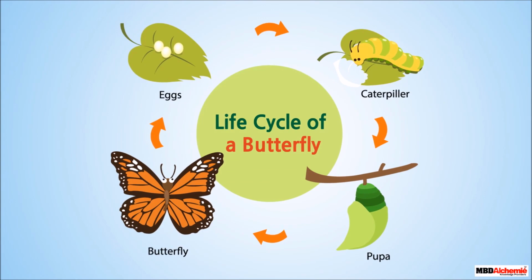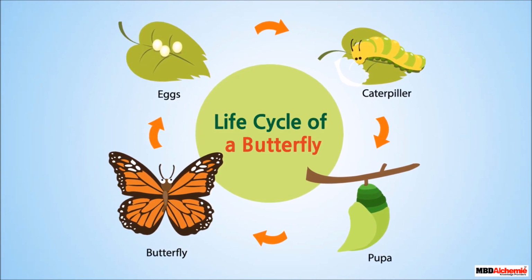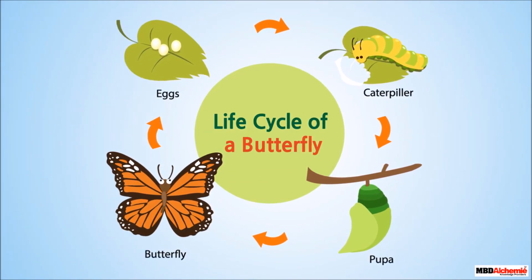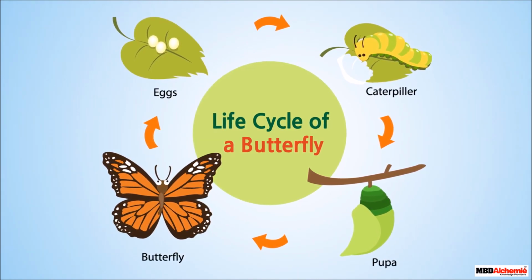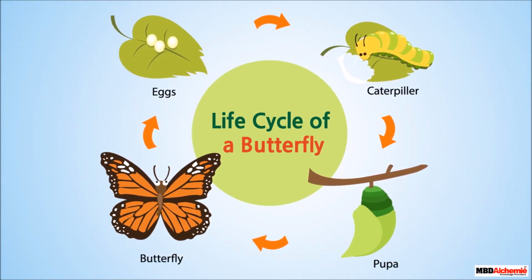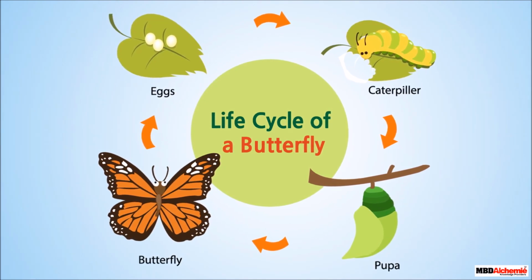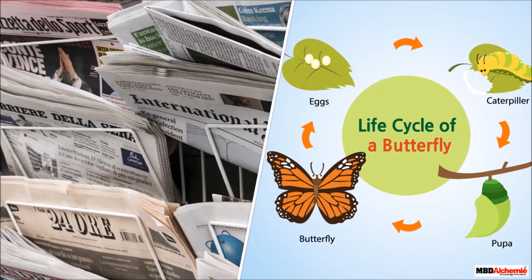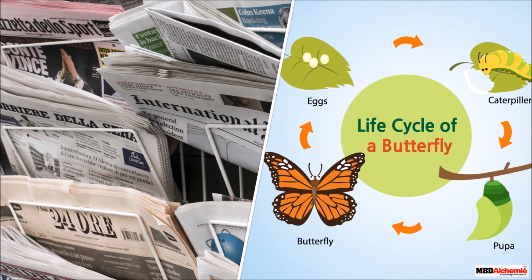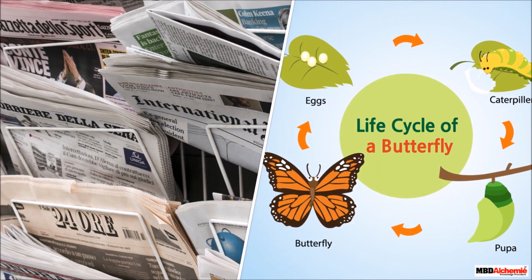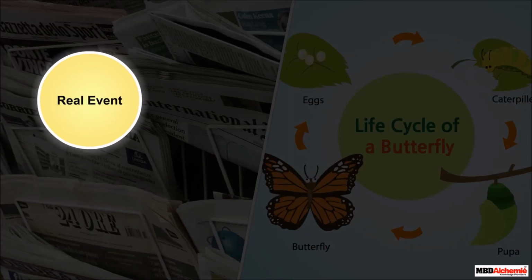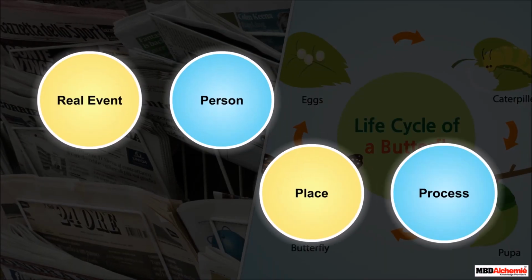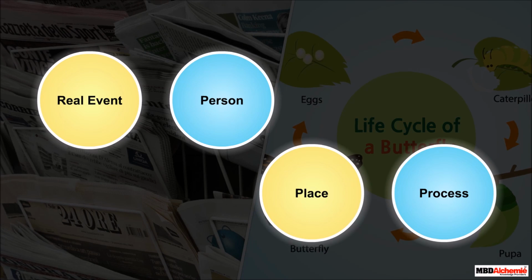Have you read about metamorphosis? That is, the life cycle of a butterfly? The life cycle describes the different stages involved from the laying of egg to the formation of a beautiful butterfly. Such kinds of text, like the newspaper reports or the life cycle of a butterfly, give us facts and information about a real event, person, place, process, or any topic under discussion.